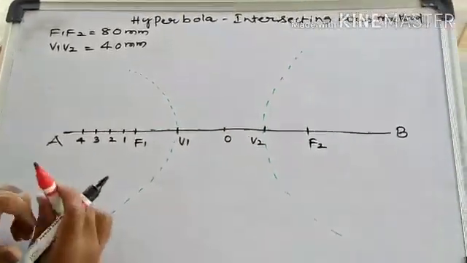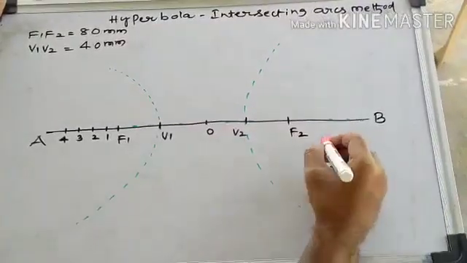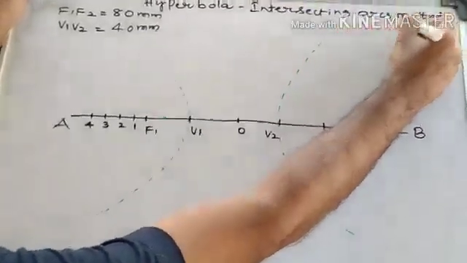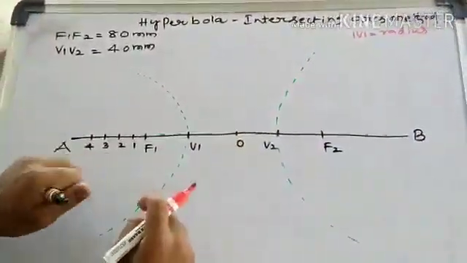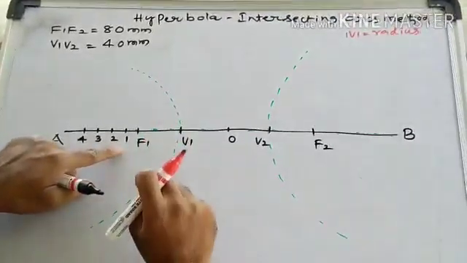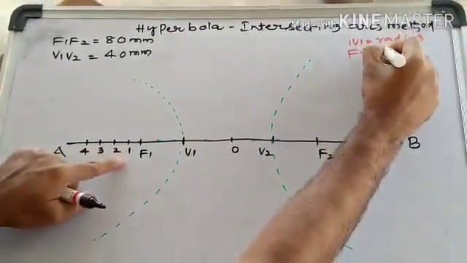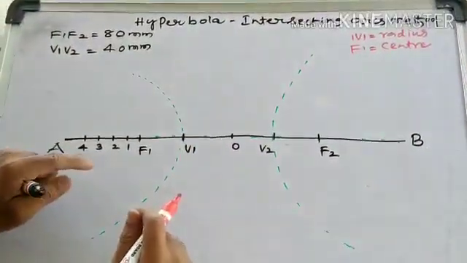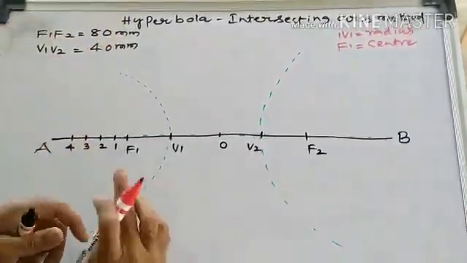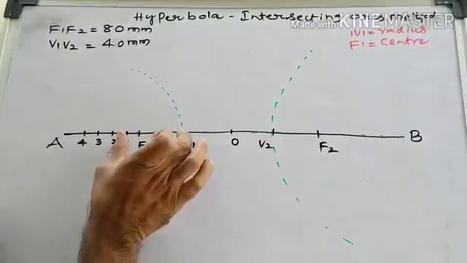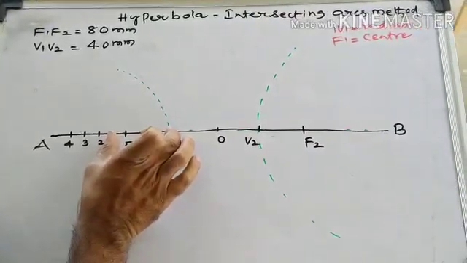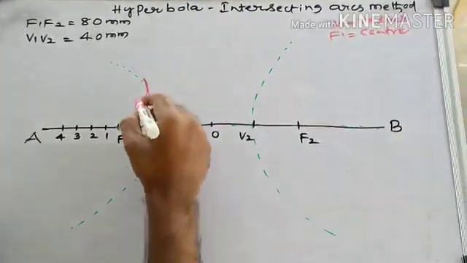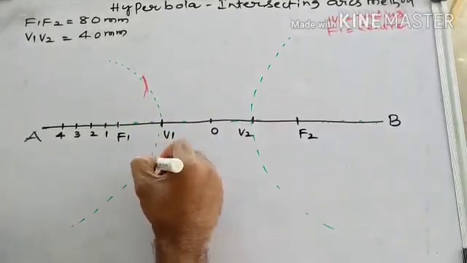Now, the first condition: 1 V1 as a radius, F1 as center. By using a compass, draw the arcs above the principal axis and below the principal axis. 1 V1 is the radius. F1 is center, draw one arc.